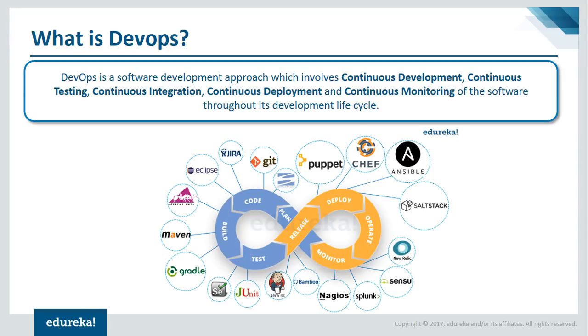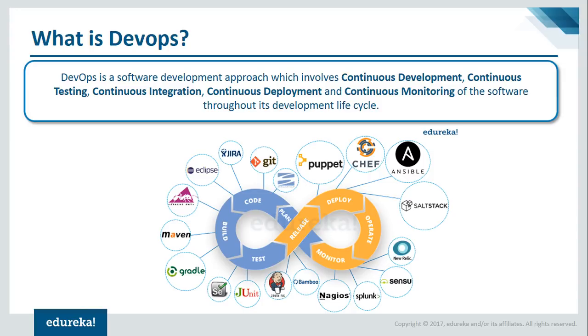Earlier, there used to be a wall between these two teams, because the end product was supposed to come from these two different teams. We used to see there are two different teams working on one single product, so why not combine them? This bridge between the developer teams and the operations teams is what is called DevOps. With DevOps, you do continuous development, continuous testing, continuous integration, continuous deployment, and continuous monitoring.